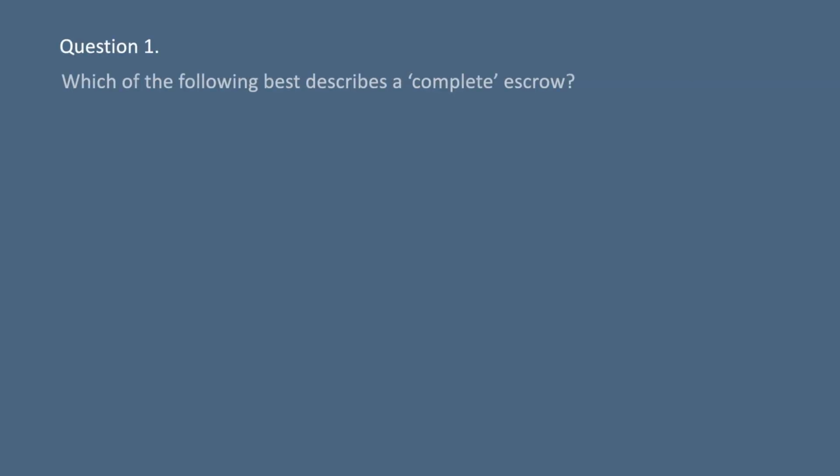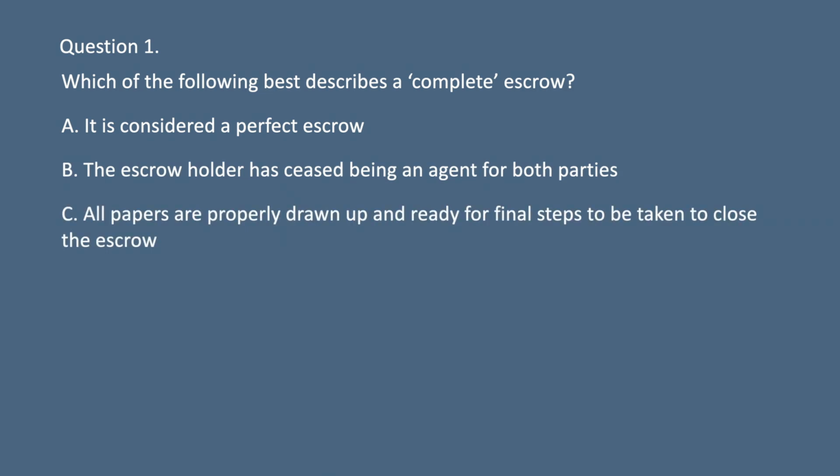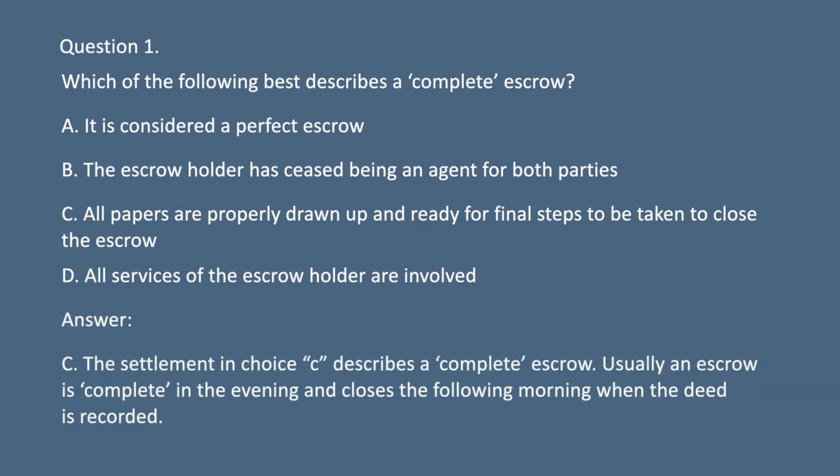Question 1. Which of the following best describes a complete escrow? A. It is considered a perfect escrow. B. The escrow holder has ceased being an agent for both parties. C. All papers are properly drawn up and ready for final steps to be taken to close the escrow. D. All services of the escrow holder are involved. Answer: C. Choice C describes a complete escrow. Usually an escrow is complete in the evening and closes the following morning when the deed is recorded.